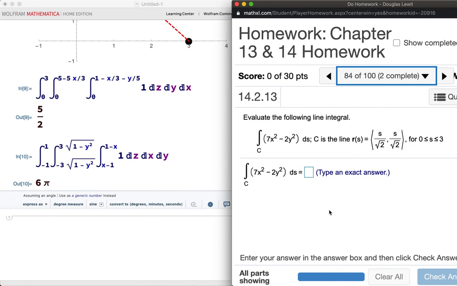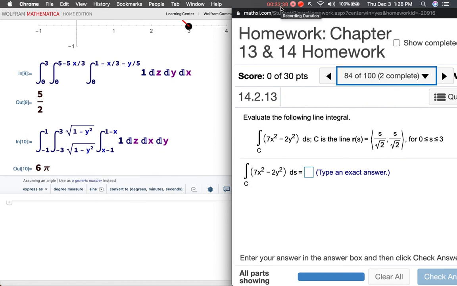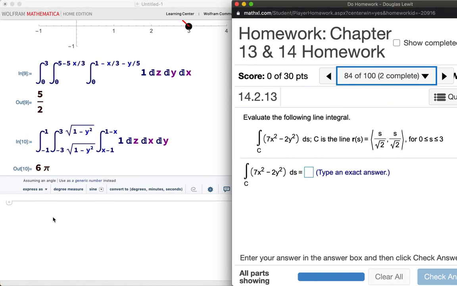Evaluate the following line integral. In fact, am I still recording? Yes, I am. I'm still recording. I should just go back to my old video software. I think maybe it was a little bit better, more reliable, but okay. We'll see how this goes.